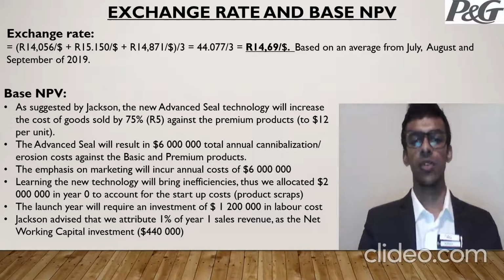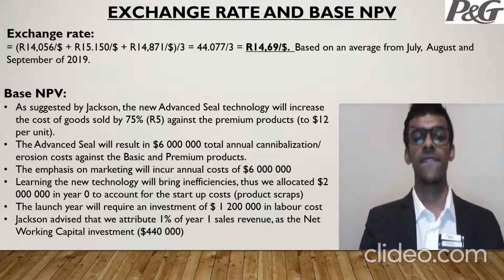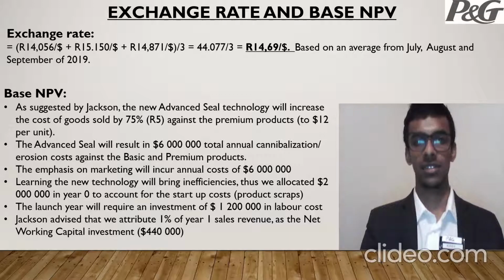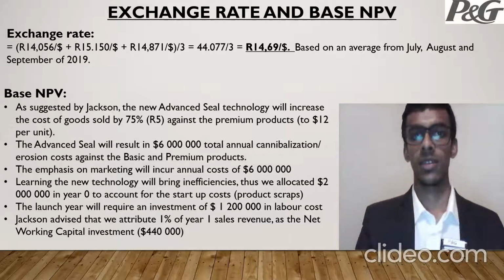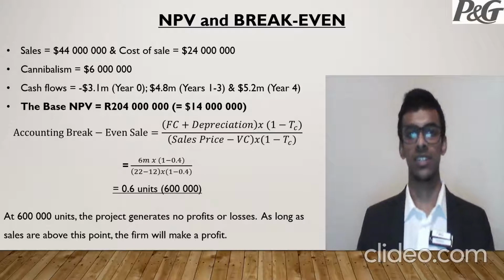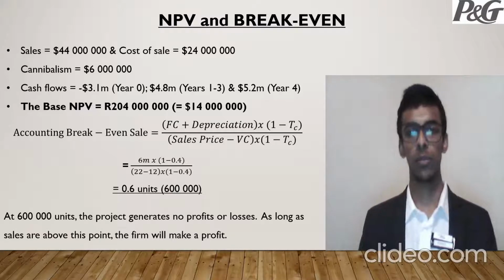In the year before launch, we will require an investment of $1.2 million in labor costs, and learning of the new technology will bring inefficiencies which may cost us $2 million. Furthermore, a net working capital investment of 1% of year 1 sales is required. In year 0, we project the sales revenue to be $44 million for years 1 to 4.